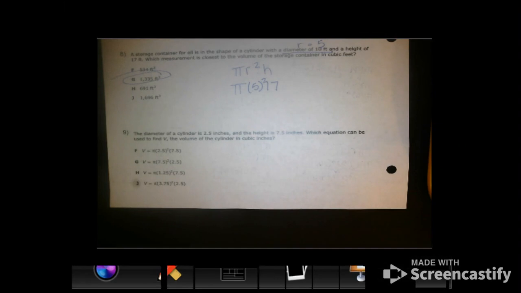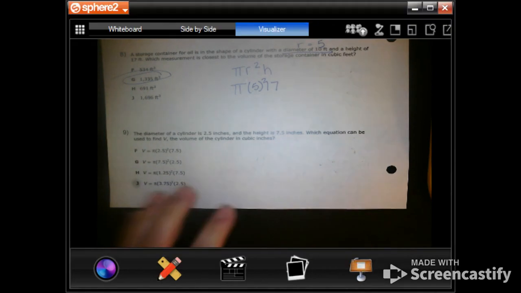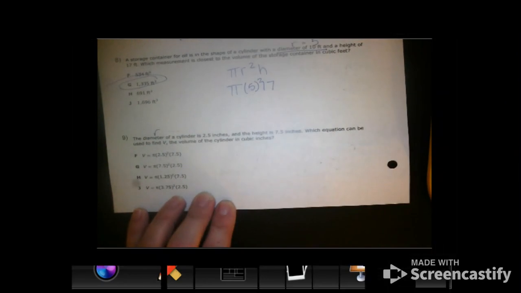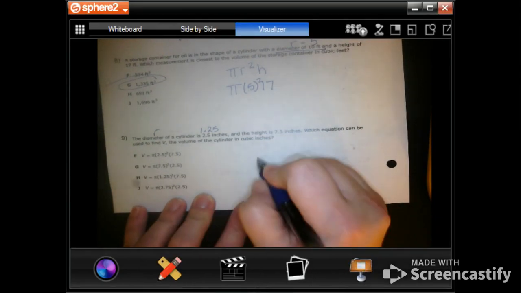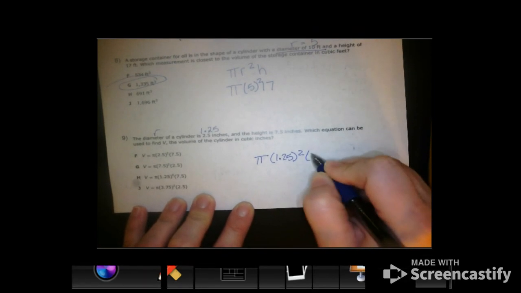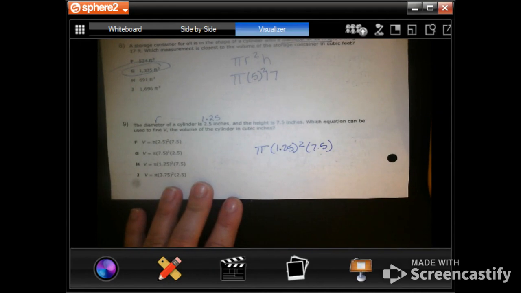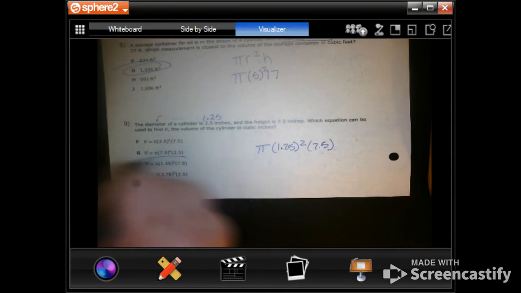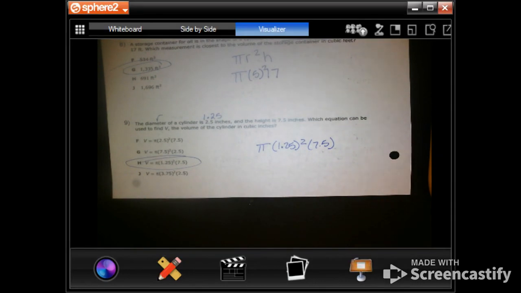Okay, so number 9, the diameter of a cylinder is 2.5. Guys, shh. What did I say to do when you see diameter in these problems? Automatically just half it. So radius, 1.25. Okay, so I do pi times my radius squared times 7.5. It didn't even ask me to solve. What did it want? So which one matches that equation? Would this be A? Because you gotta half it at the diameter.